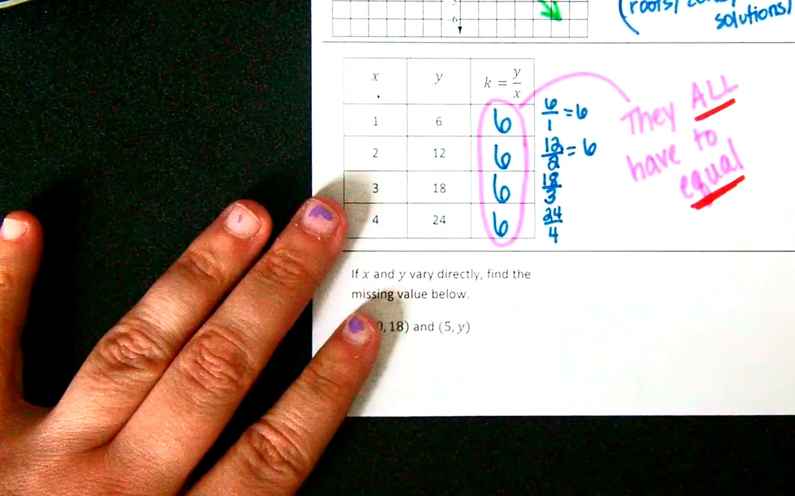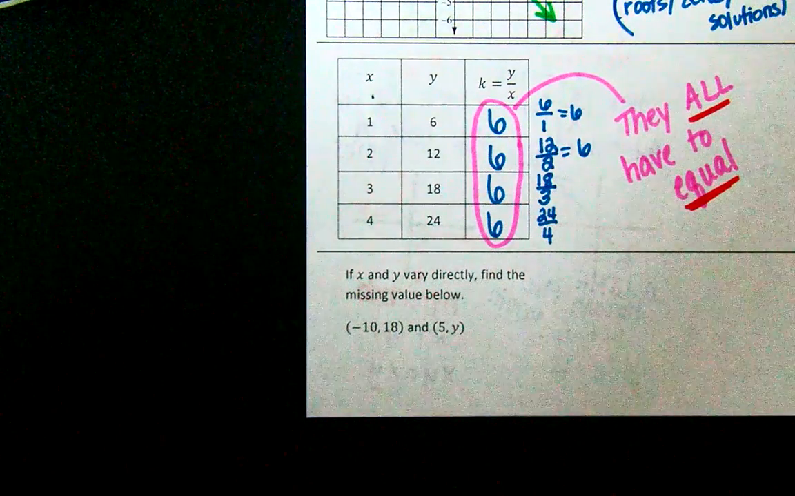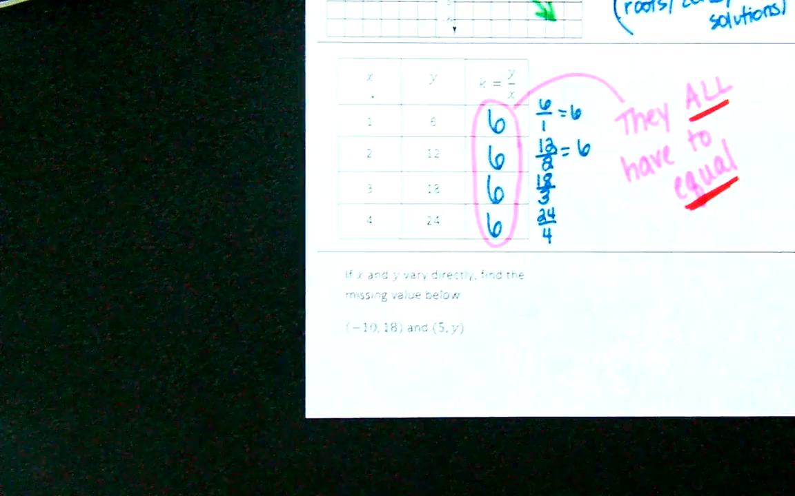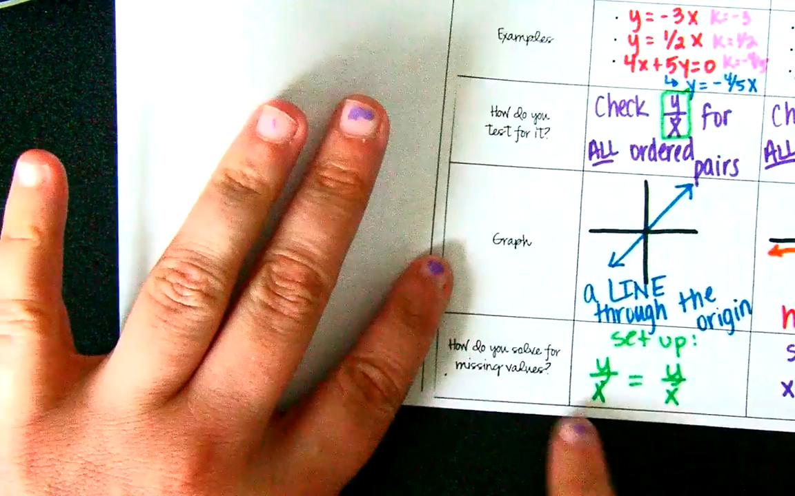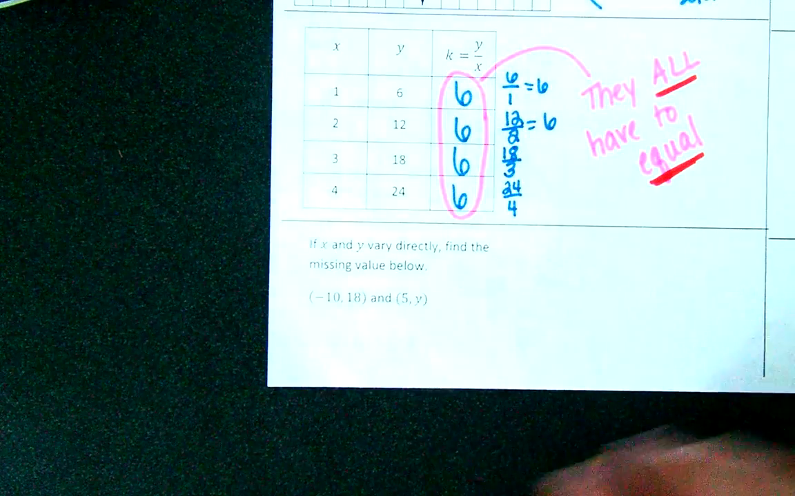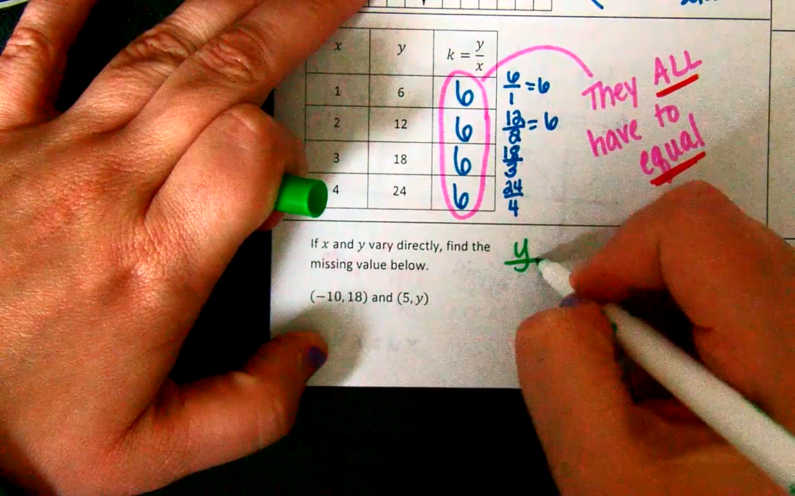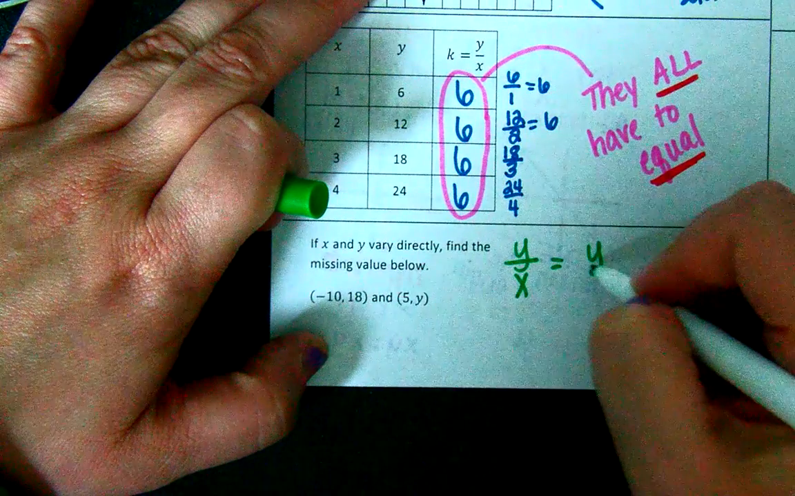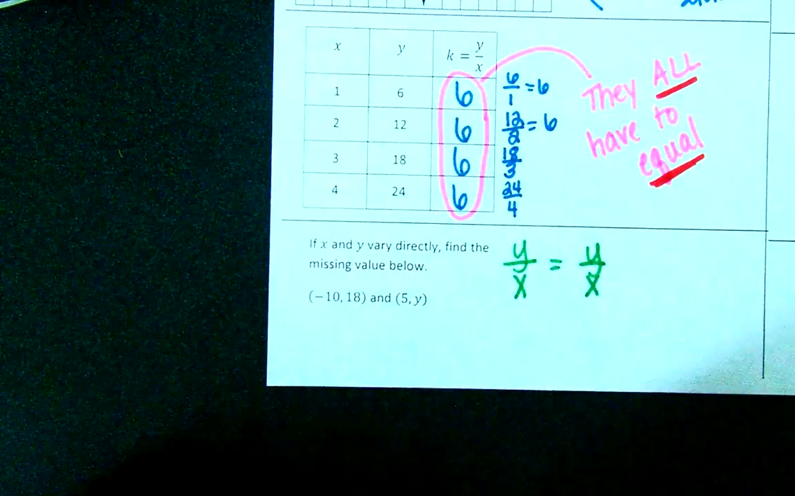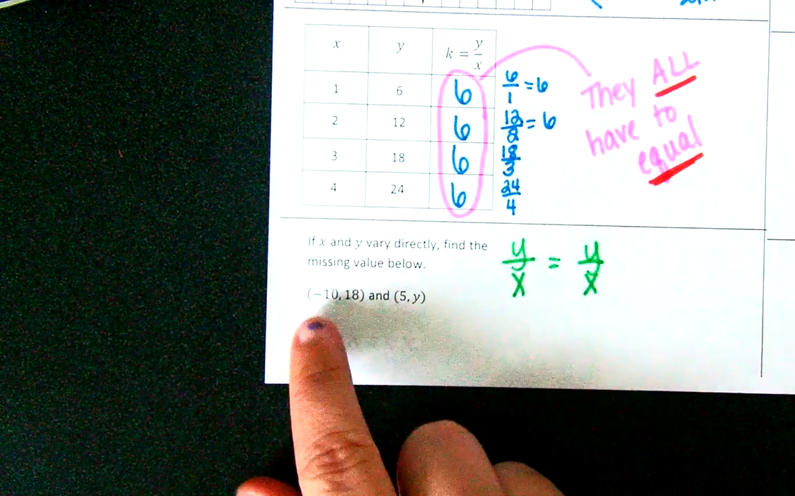And then our last example. If x and y vary directly, find the missing value. Well, remember, from the front, to set up, we do y divided by x equals y divided by x. So I'm going to set it up. Now, just make sure you put your y and x values together.